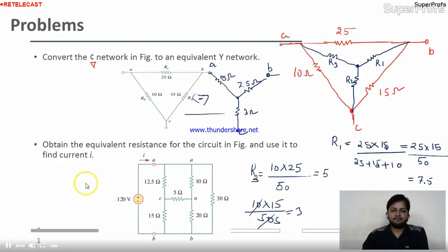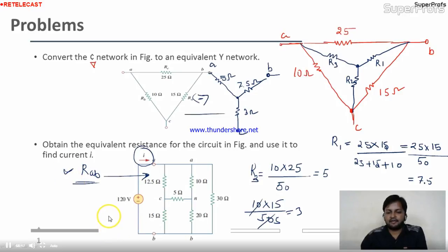Now in the next question they're asking, obtain the equivalent resistance for the circuit and use it to find the current. You have to find this current and you have to find this R equivalent also. R equivalent across A and B, so I'll say RAB. The appearance of resistance across A and B is nothing but the equivalent resistance. Is it okay? So this is homework to you people.